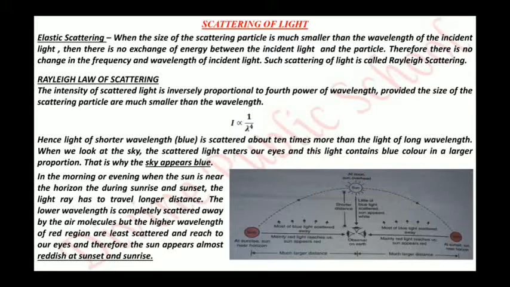Many other examples can also be given, like the danger signals are made by red light only. Why is it so? Because red light is scattered the least, and therefore it can travel a longer distance without fading. That's why the danger signals are made by red light. Another example is that clouds appear white. Why is it so? Because clouds are comparatively at a nearer distance to the sun, and that's why they scatter all the light and all the colors reach our eyes, and that's why the cloud appears white.